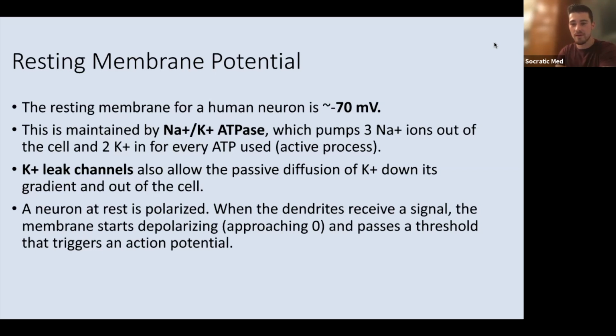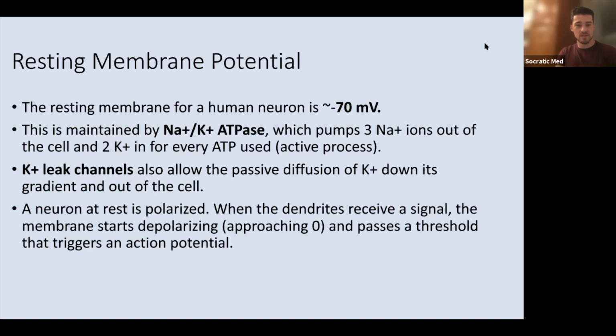Sodium has a high concentration outside of the cell and a low concentration inside. So if we want to pump it from in to out, we have to use ATP. It's the same thing with potassium. Potassium concentration is high inside the cell and low outside. So it's an active process when we pump potassium.